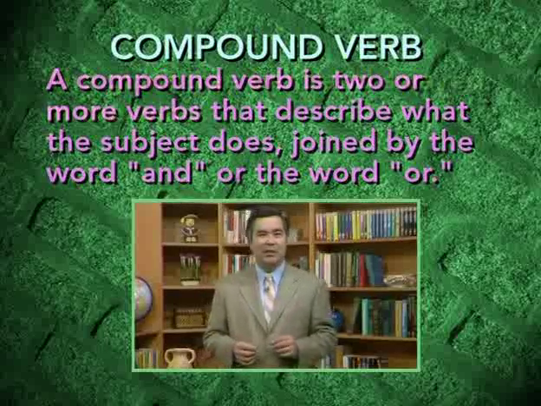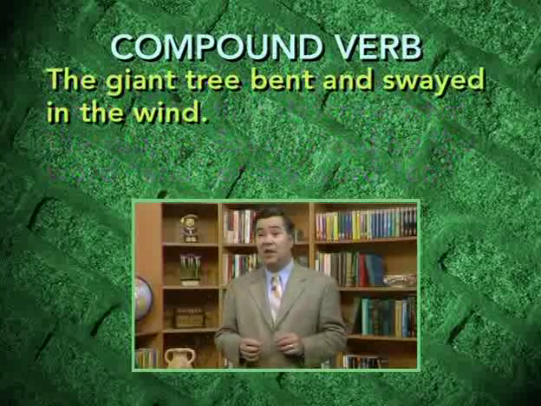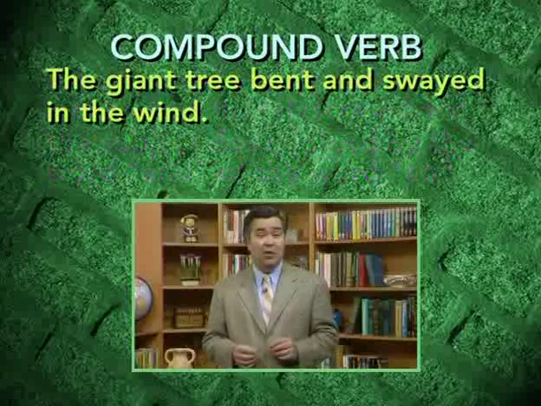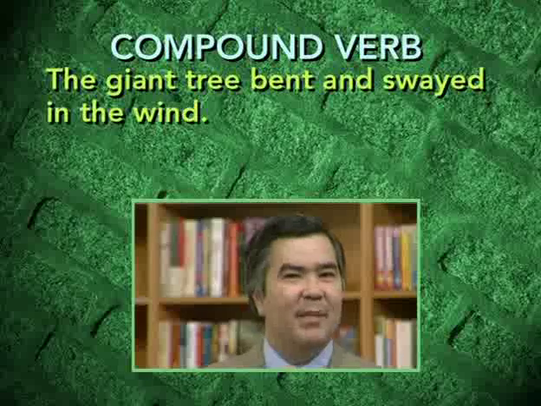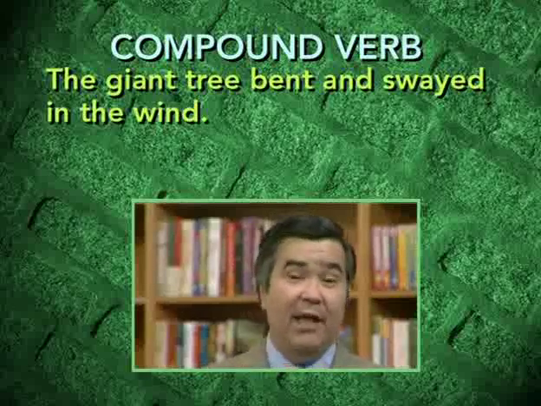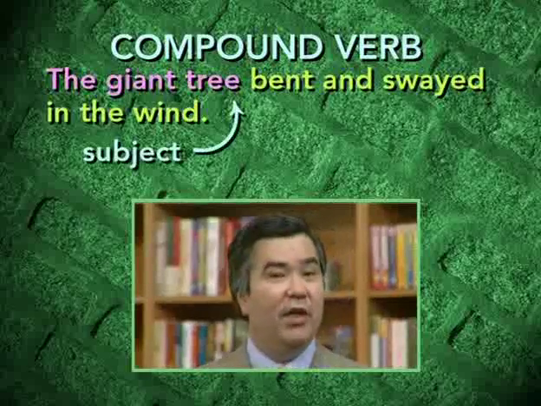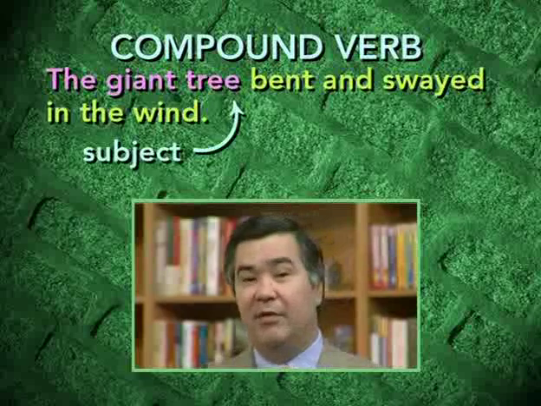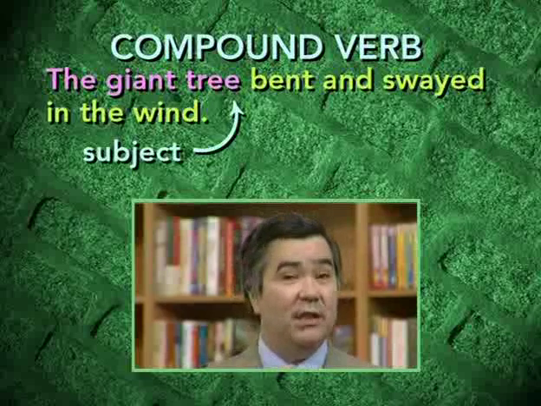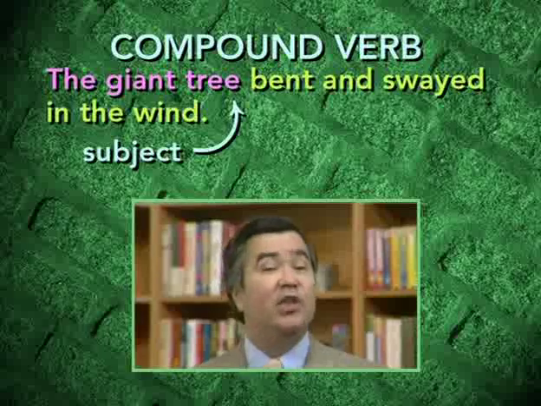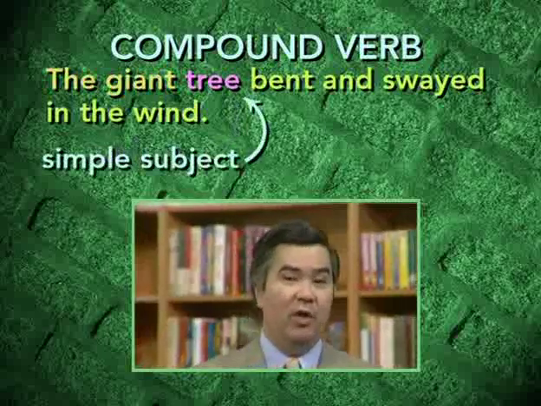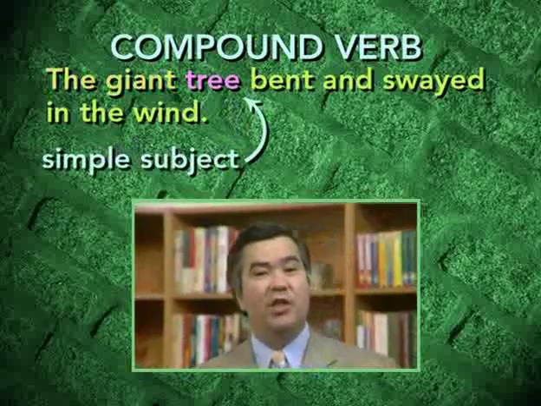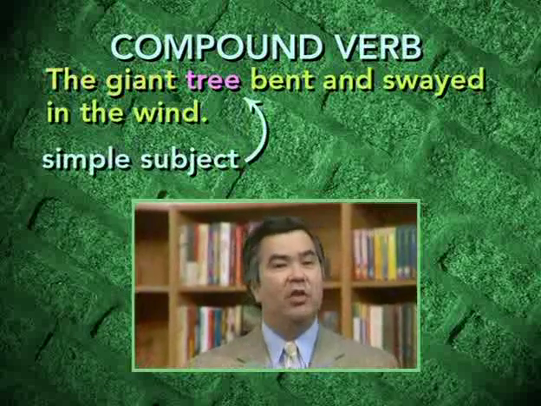Here's an example. The giant tree bent and swayed in the wind. What's the subject in this sentence? The answer is the giant tree. That's what the sentence is about. Is there a one-word simple subject? Yes, it's the word tree. The other words, the giant, are there to tell you more about the tree, to describe it a little bit.